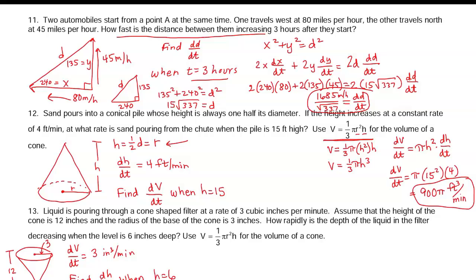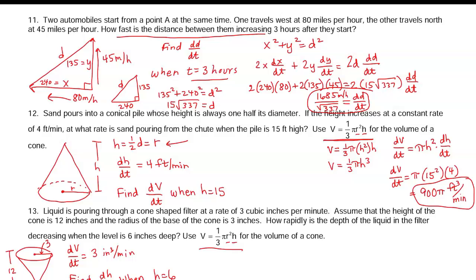The equation they give us is the volume of a cone. And again, the volume of the cone has an r and an h in it. So we would have to do the product rule. Well, we have information about dV/dt. We have information about h. We know the length of r, but we don't have a dr/dt to substitute in. So what I'm going to do is find a relation between the h and the r.